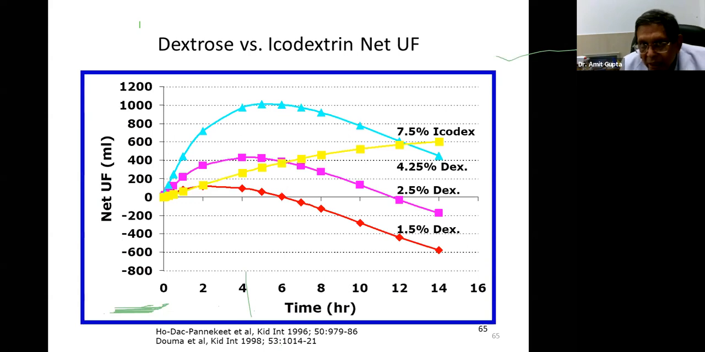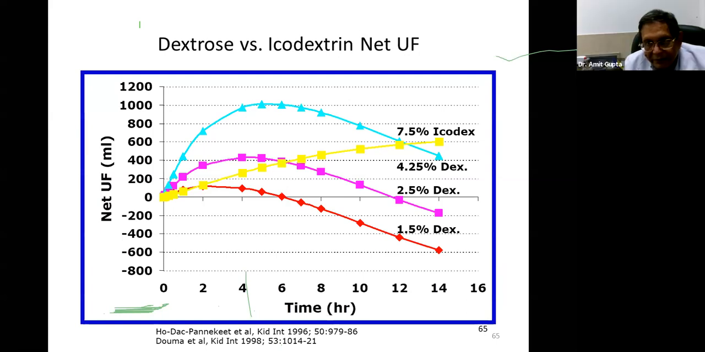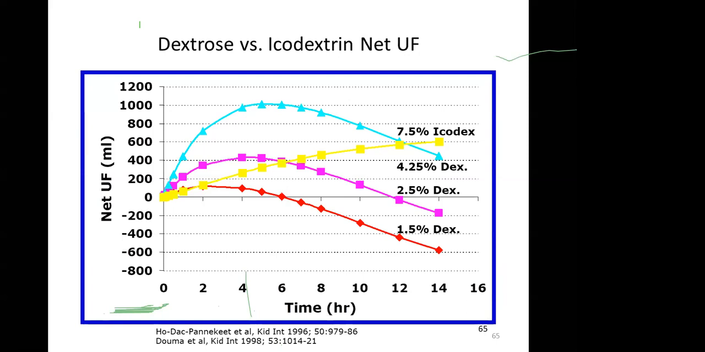But how long should icodextrin be kept in the abdomen? Anybody knows what is the minimum time that we should try and keep icodextrin? So 6 to 7 hours, sir, to get maximum ultrafiltration. 8 hours. Minimum 8 hours. The graph is in front of you. You can look at it and tell me the answer. At least 10 to 12 hours.